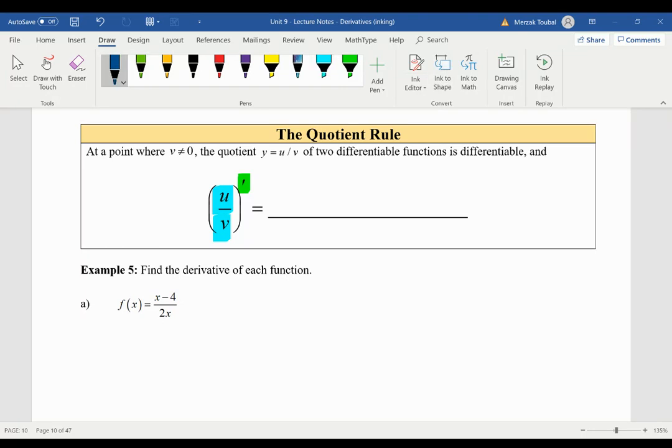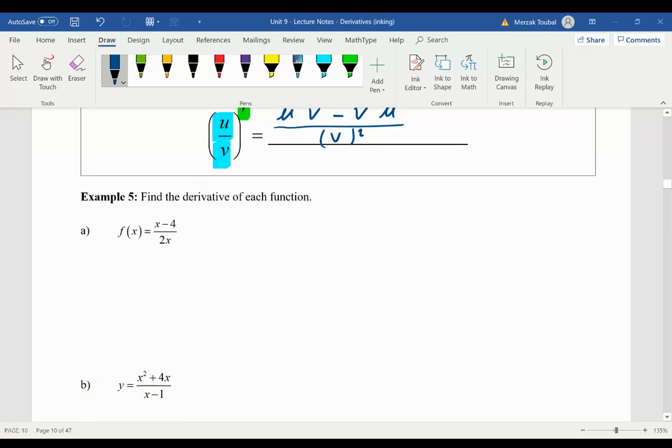the formula says, well, you take the derivative of the function on the numerator, which is u prime, times function v as is, unchanged, minus the derivative of the function v times the function u as is, unchanged, all divided by the bottom function squared. That's the formula. There is a proof for the formula as well. Okay, let's apply the formula on the first example.